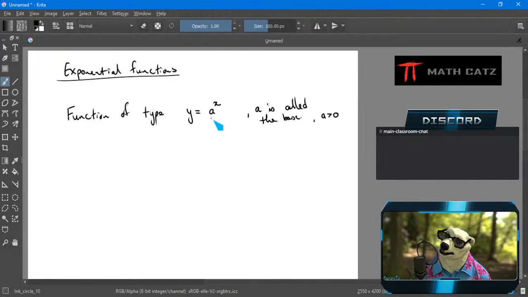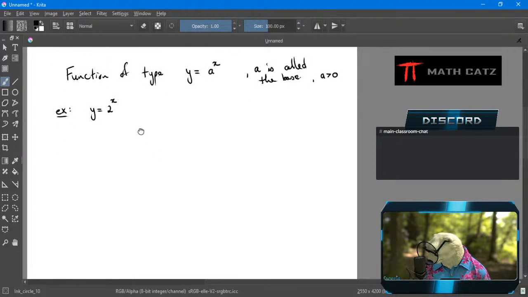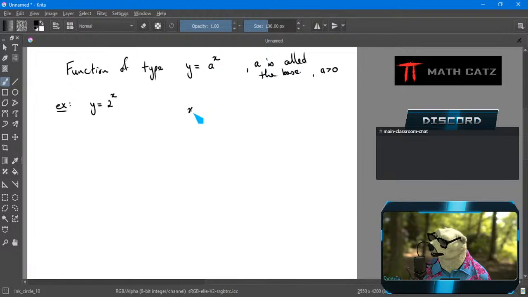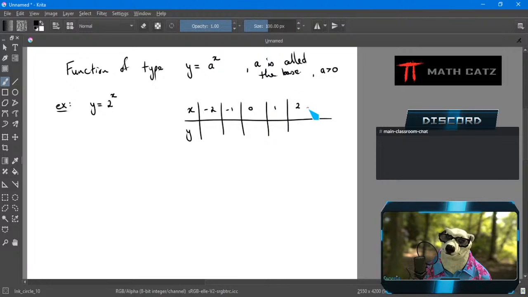Because if I have a negative number, then for certain values of x, it's not going to exist, and then I have some continuity problems. We're going to avoid all of that. So if I take, for example, y equals 2 to the x, I like 2 as my starting example, base 2, because it's easy to work with. I can make a little table of x and y values. Let's say I have -2, -1, 0, 1, and 2, and maybe a 3, and so on.